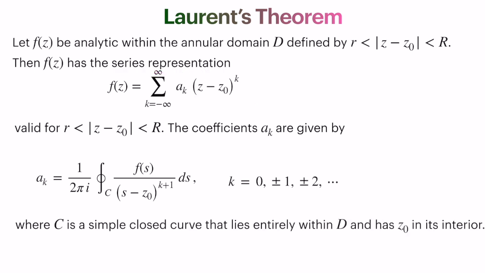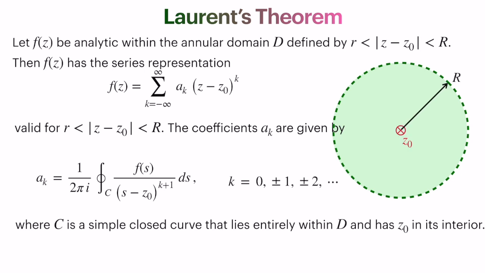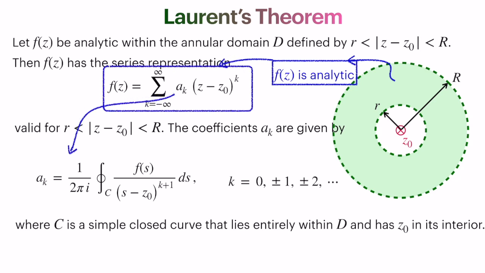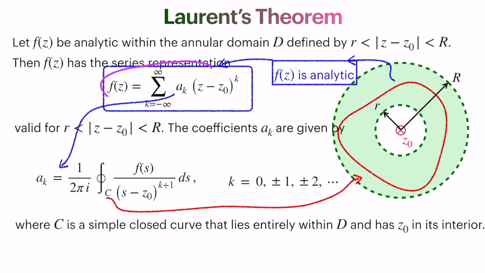Now here C is a simple closed curve that lies entirely in the domain D, and we have z naught inside that region. Let us look at this pictorially. We have an open disk or neighborhood R around the point z is equal to z naught. We have an inner region small r. So we are interested in the annular region between small r and capital R. This is the region where we expand our function, which is completely analytic in this region, and then we can expand this around the point z naught as a series expansion given here, where the coefficients a k are given by this integral.